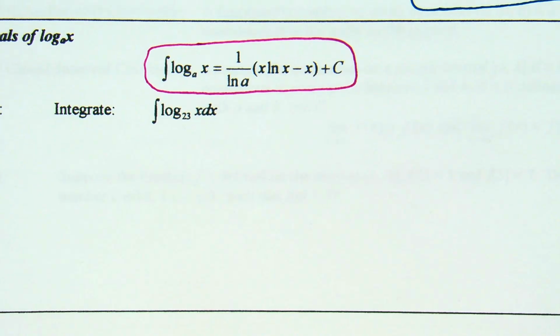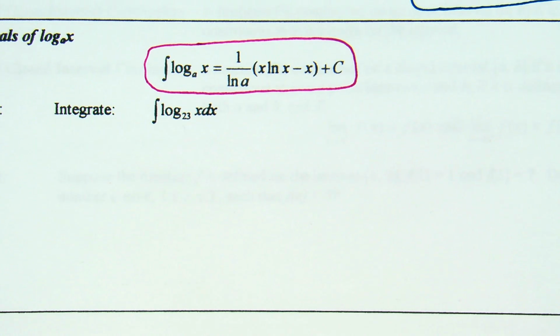If we just use the rule, log base A of x is 1 over natural log of A times x ln x minus x plus c. Does that x ln x minus x ring a bell? It's the integral of a natural log. Okay, so let's go ahead and write the answer out using just the rule, and then I will talk about how the log relates to natural logs.